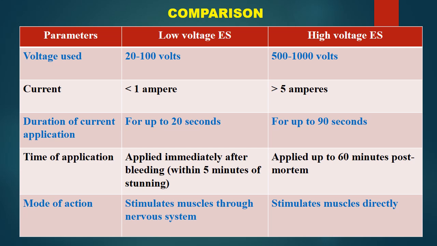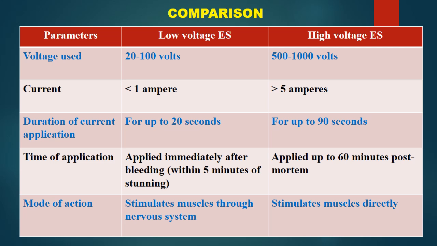Duration of current applied: in high voltage it is up to 20 seconds, whereas in low voltage it is up to 90 seconds. The time of application: low voltage should be applied immediately after bleeding or within 5 minutes of stunning. So here we cannot go up to the dressing and then wait for that. Immediately after bleeding we have to apply it, whereas in case of high voltage it can be done up to 60 minutes post-mortem. So it can be done after the dressing operation is over, directly on the carcass.